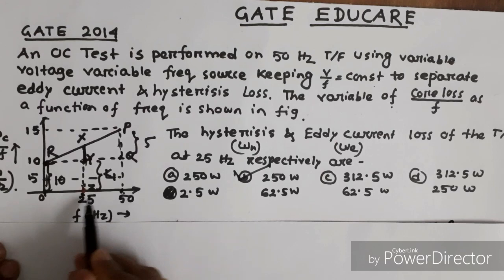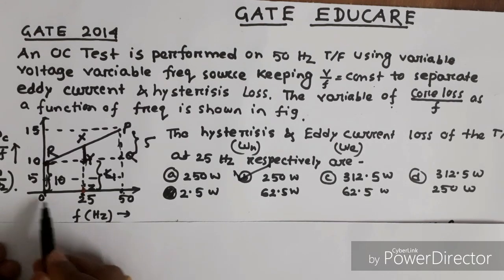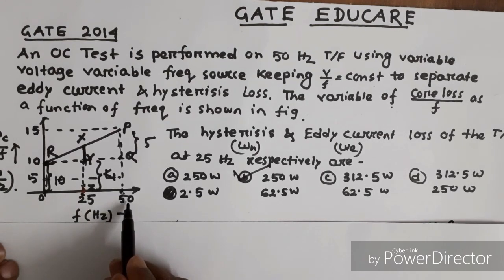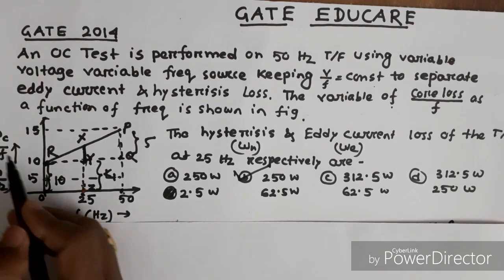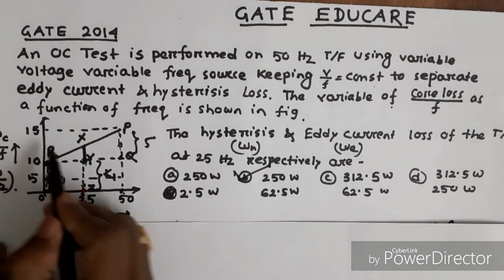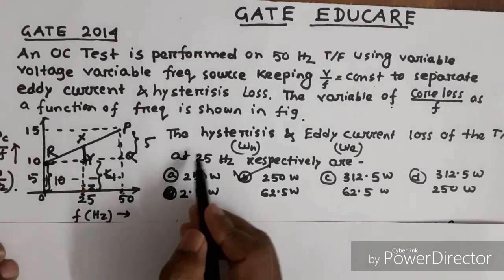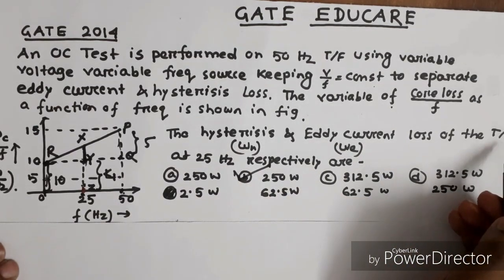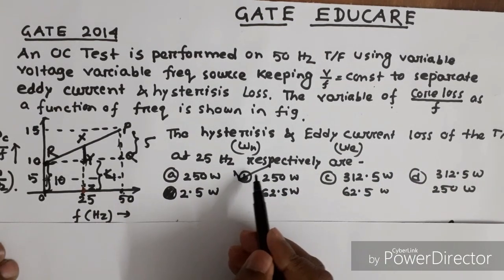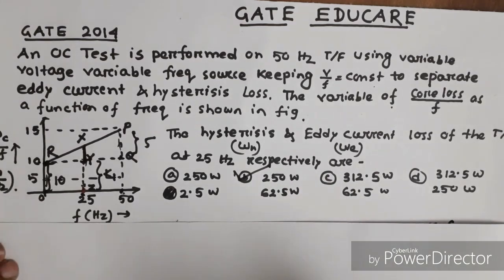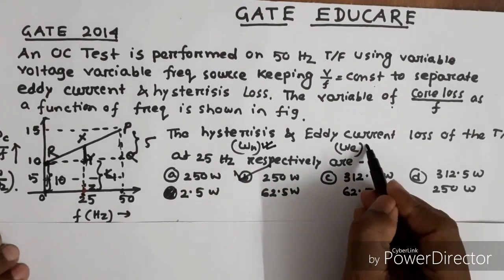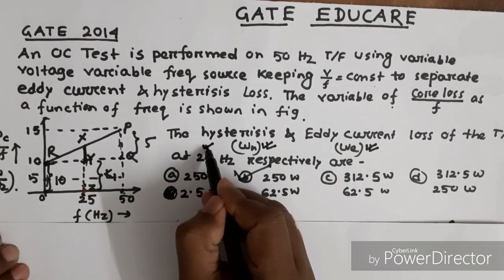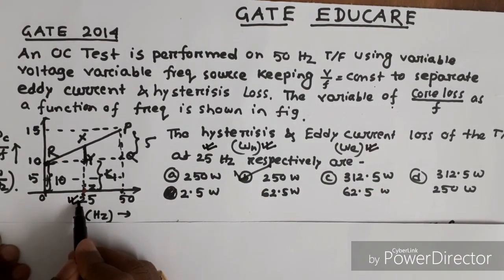This is the frequency axis, 0 frequency, 25 Hz frequency and 50 Hz frequency. This is the W by frequency axis. This is 5, 10, 15. It's a straight line. The hysteresis and eddy current loss of the transformer at a 25 Hz frequency respectively are, 4 options are there. That means we have to calculate the hysteresis loss and eddy current loss at a frequency of 25 Hz.